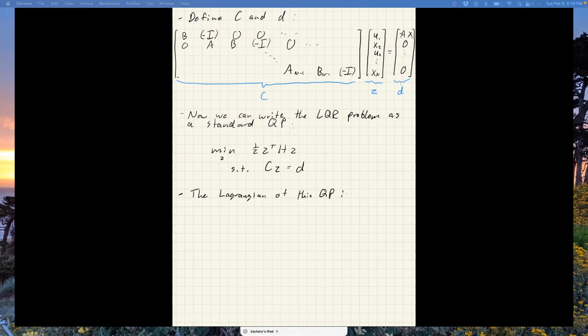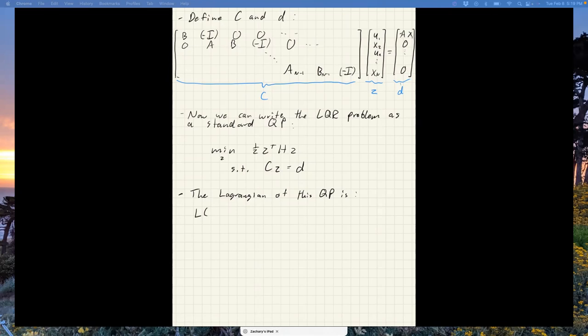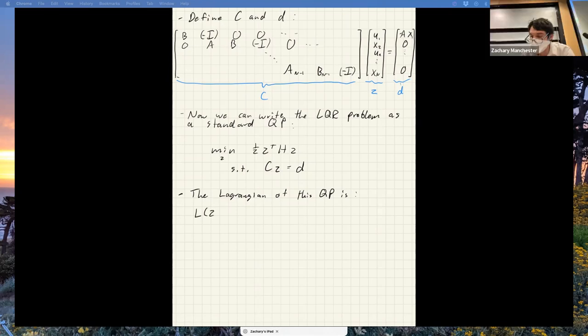Hey, Zach. Yep. In the C matrix, is everything below the second row on the left side of A N minus one just zeros as well? So it's almost block diagonal. There's some weird stuff for the first time step, but after that you're going to have A, B, minus I, A, B, minus I, A, B, minus I, down the diagonal. Does that make sense? Okay. Yeah. Okay. So we got this guy.